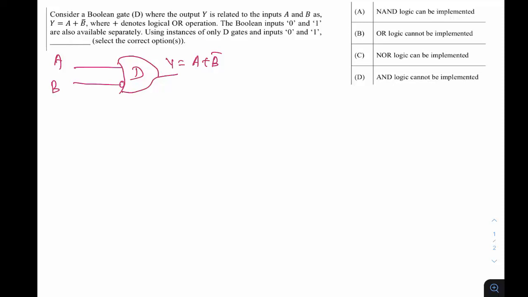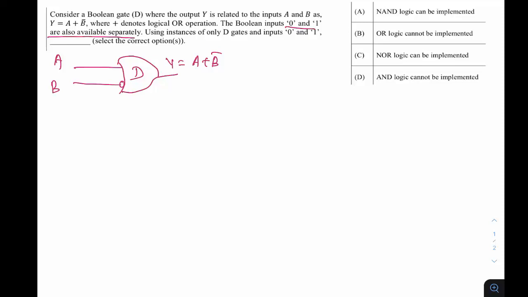Suppose I ask you to design a NOT gate. I'm starting with NOT because for NAND and NOR gates you need a NOT gate, so the NOT will come into the picture. Let me first show you how to design the NOT gate, and then we'll go into the other gates. Here it is clearly said the inputs 0 and 1 are available separately. That means to design the gates, you may use the signals 0 and 1. That is a default assumption also. Even if it had not been given, we would have taken it that way.